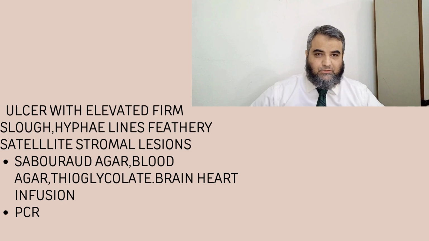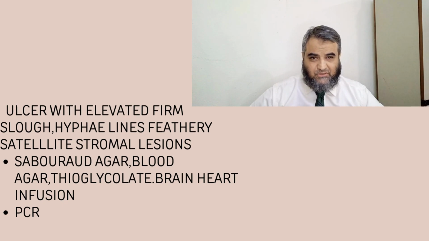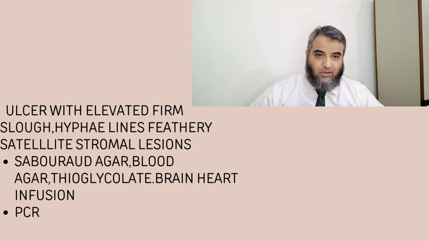When we talk about the signs and symptoms, we talk about the symptoms of typical corneal congestion: decreased vision, redness, watering in the eyes. These are typical features. But when we go for the examination, we find that usually the ulcer has an elevated form, slough, hyphate lines, and feathery satellite stromal lesions. This is the characteristic feature. There are satellite lesions, you can find them there.